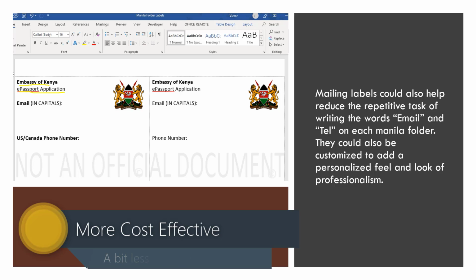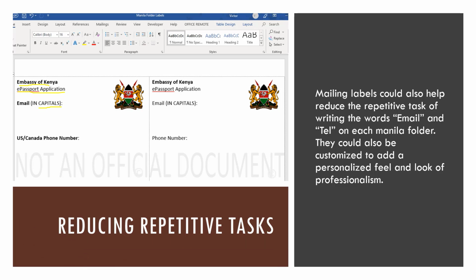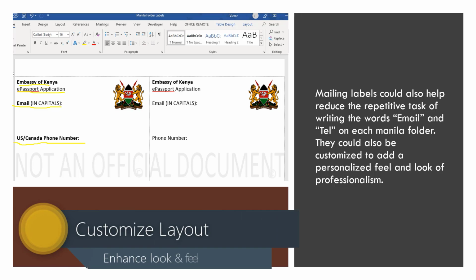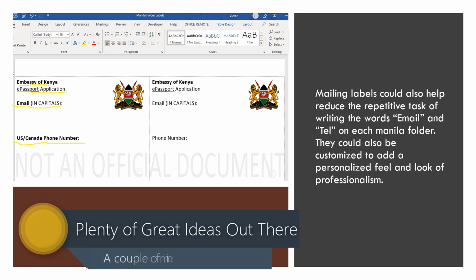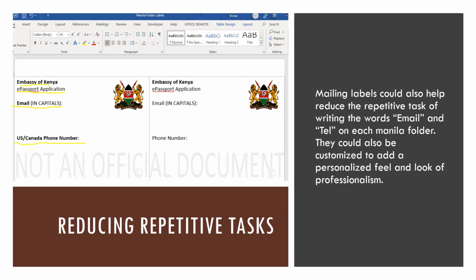This is the e-passport application. You're supposed to put your email in capitals, and then you write your US Canada phone number. So it could be, again, customized to add a more personalized feel and a look of professionalism than writing email and telephone. Not that Abdi's handwriting was illegible or anything, but this can be done relatively inexpensively. I'm not going to say cheaply, inexpensively, and reduce the task which needs to be removed from this process and help move this process along. So those are a couple of my suggestions on how to improve the process for the e-passport application at the Kenyan Embassy.